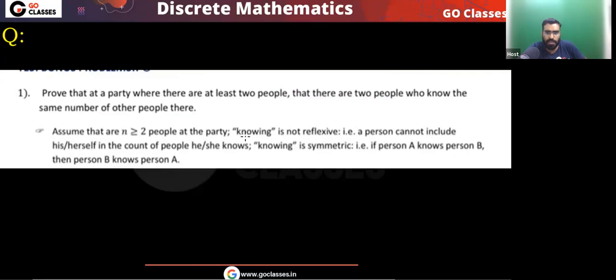Remember one point. In all these questions, knowing is not reflexive. You cannot consider that you know yourself. Is this clear? In all these questions that I'm taking, you cannot consider that you know yourself, like you cannot consider that you are friends with yourself. So just make sure that you don't consider yourself. You are not friends with yourself.